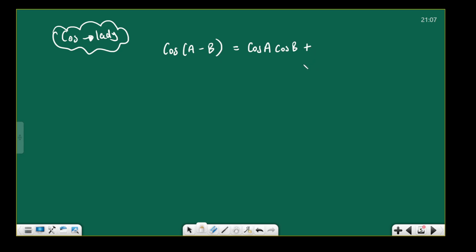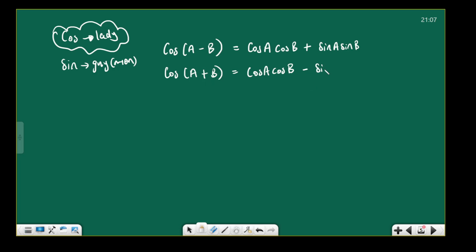And then now sine, you take that as a man, isn't it? Sine, those are the guys, right? Or the men. So that's why here you then have sine A, and then you'll have sine B. So the guys will be sitting that side while the ladies will be sitting that side. So if I happen to have cos A plus B, that will again be the ladies sitting together, and then the lady changes her mood from plus to minus, and then you have the men sitting there. So using these, good people, you're probably not going to need the formula sheet, but it is there just to confirm whether you wrote things correctly.